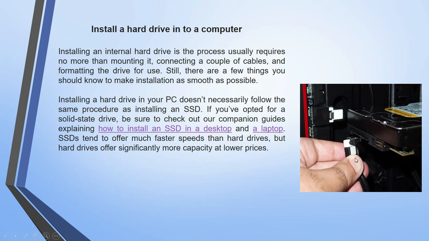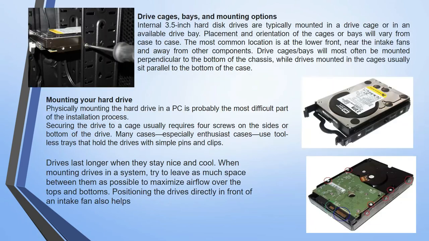Now see the picture, where this one is your hard disk. Here the cable is there. You have to place the hard disk into the socket. Then you have to attach the cable for installing your hard disk. Now this is the internal picture of installing your hard disk.